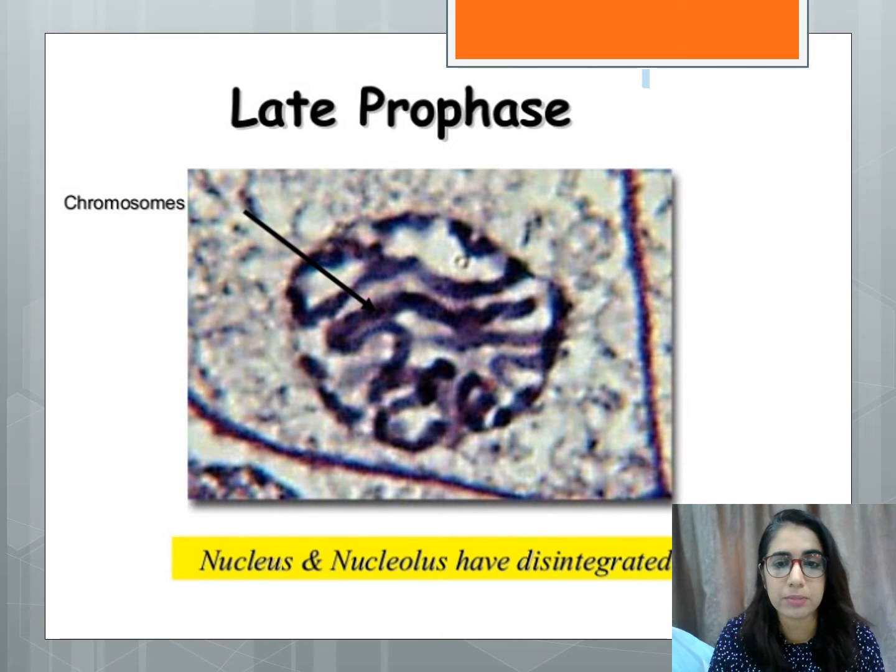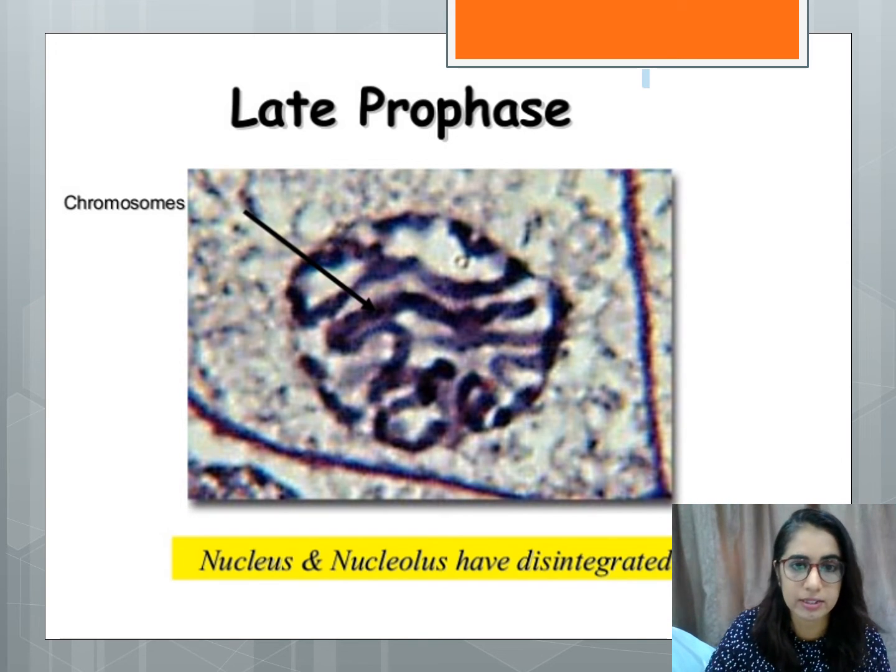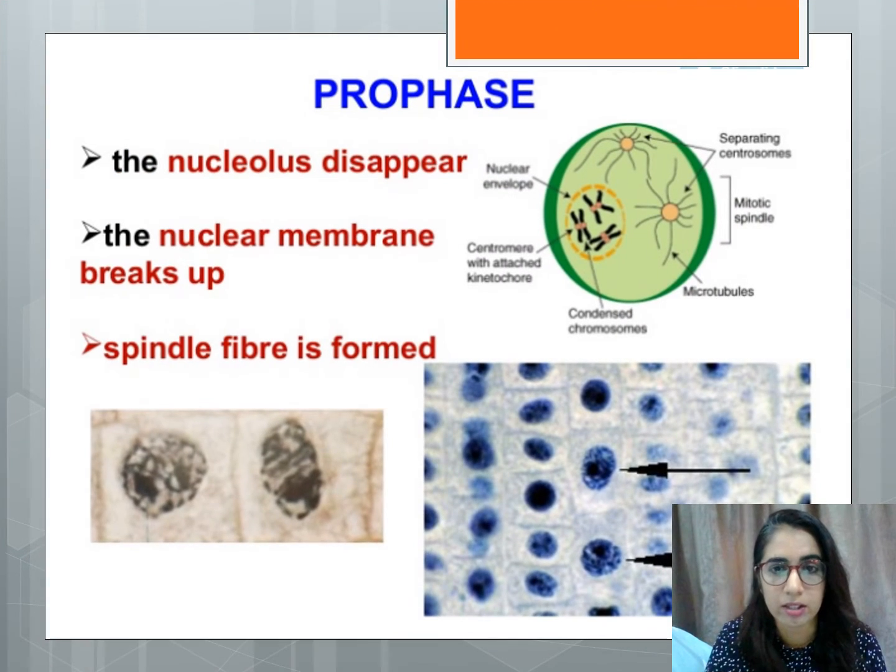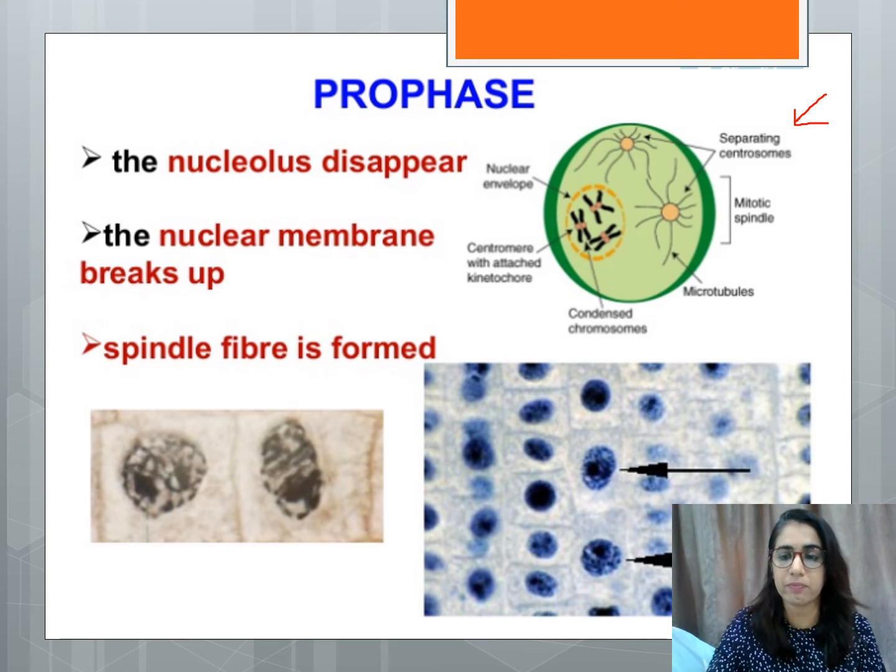This is a picture of late prophase, where the nucleus and the nucleolus have disintegrated. This is a real cell. And in prophase, the nucleolus will disappear, the nuclear membrane will break up, and the spindle fibers are formed. You can see the picture over here, and you can draw later on the phases that I'm going to describe here.